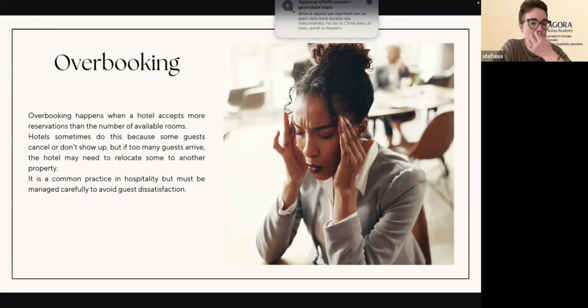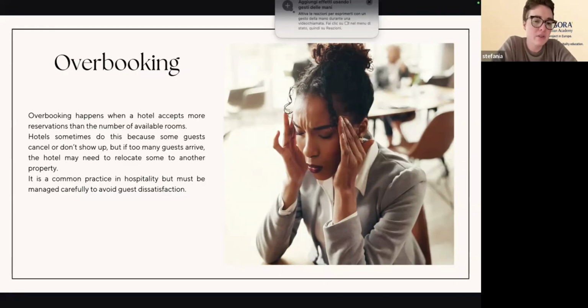Sometimes it is a strategy because the hotel statistics say that you never have 100% confirmation of arrivals, but there is always one or two, it depends on the number of rooms, cancellations. But if that day you are having 105 bookings instead of 100 rooms, you have to relocate the guests.